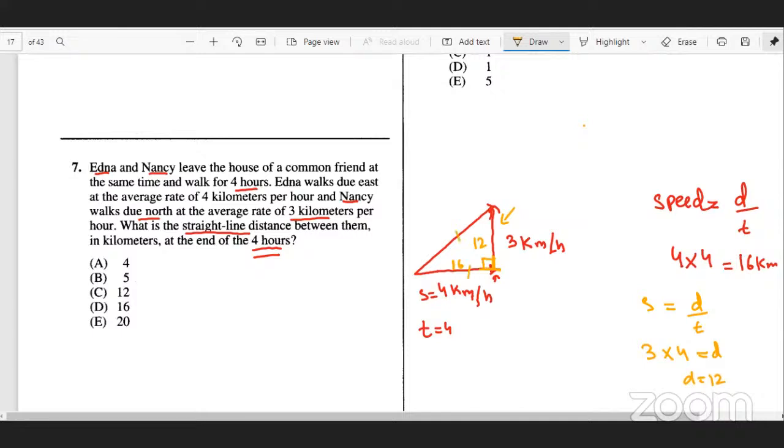I need to find the third side. I can find it using the Pythagoras theorem. So let's call it x, right? So x square is equal to 16 square plus 12 square. So clearly x would be 20, right? If you do it on a calculator, you'll get x equals 20. So E is the answer.